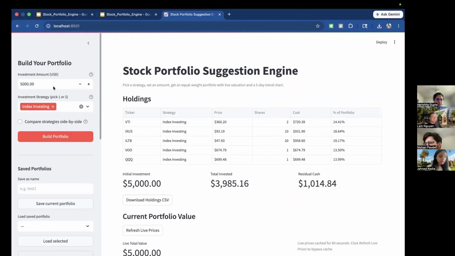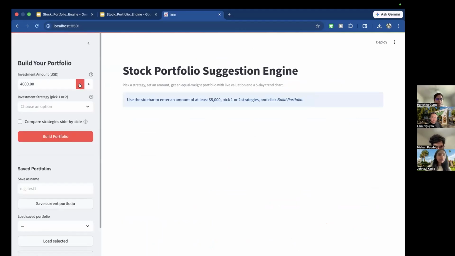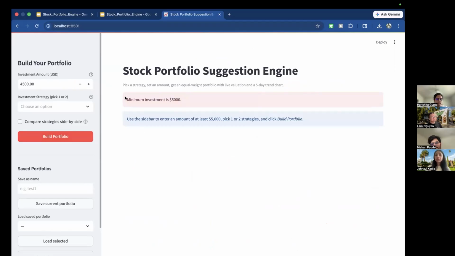Now, the second test case is if we go below 5,000, which is the minimum, it will throw an error. Now let me refresh the whole thing. And let me choose something like $4,000. And if I try to build the portfolio, it will give me the error: minimum investment is 5,000. So we cannot go below that. Now, the holdings table did not render, it did not build the portfolio. And the validation runs before any allocation logic. So we never hit the engine layer for invalid input. And now this was test case 3.